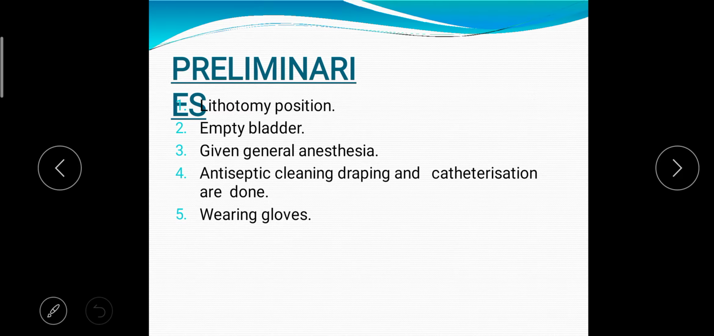Next is preliminaries, same thing. First is lithotomy position, empty bladder, given general anesthesia, antiseptic cleaning, draping and catheterization are done, and wearing gloves, because it is an internal procedure, so you have to follow all the aseptic techniques.